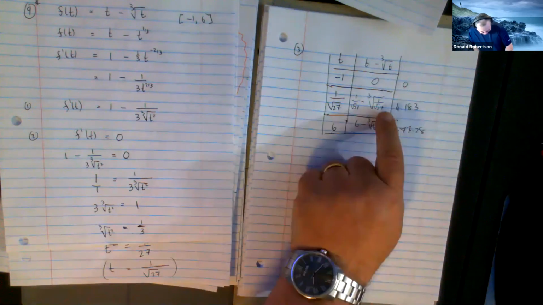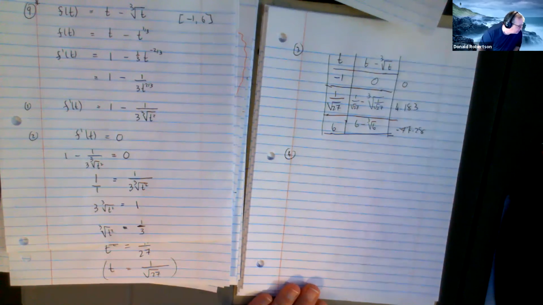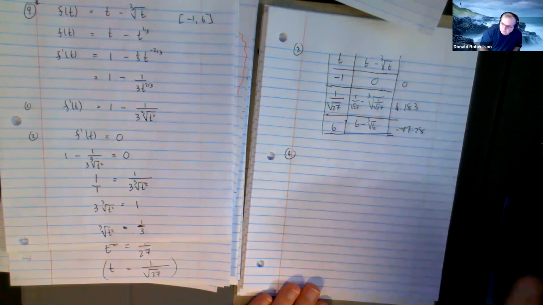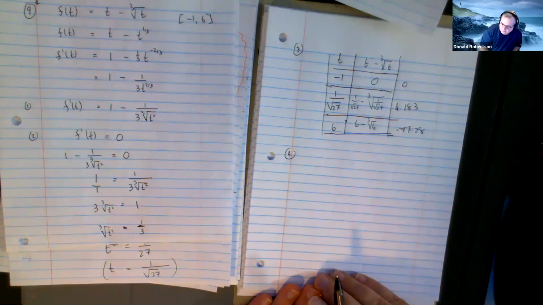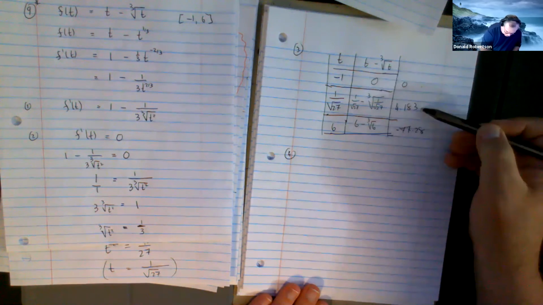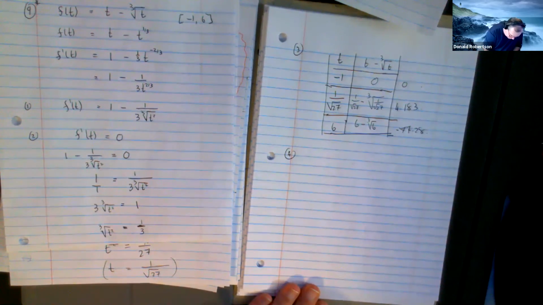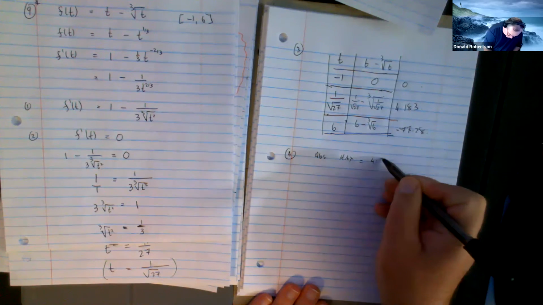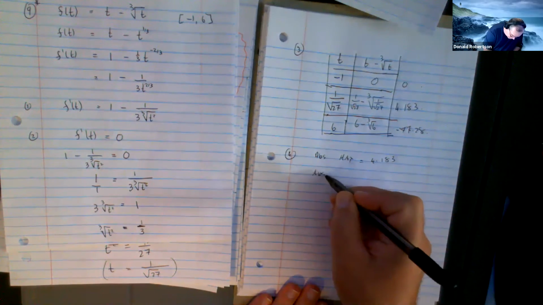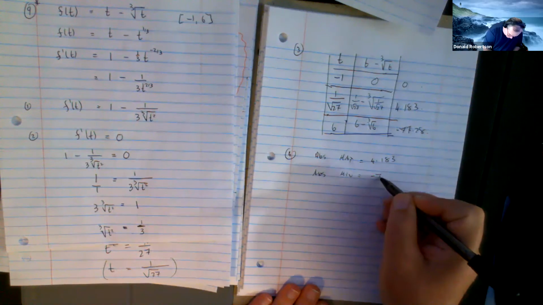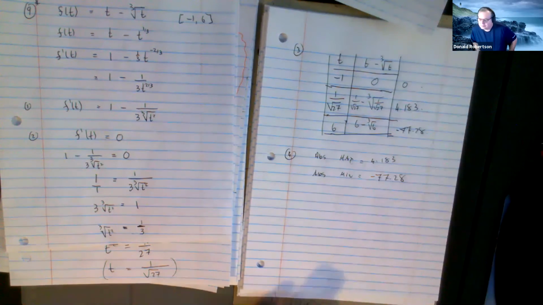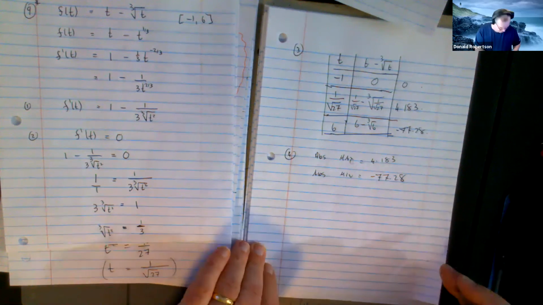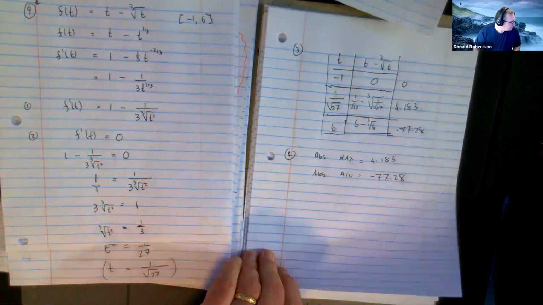So can you see that these two answers are just ridiculous? But we have our answers. What's the absolute maximum value of this function? 4.183. That's it, the big one. And what's the absolute minimum? Well, it's that one, right? Negative 77.28, whatever.